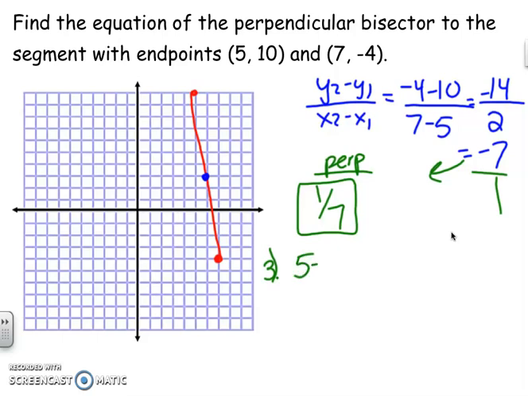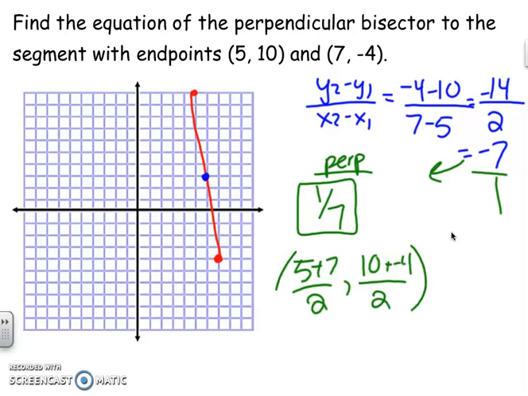I'm going to add my x's, so 5 plus 7 over 2. And then I'm going to add my y's, 10 plus a negative 4 over 2. So if I were to do that, 5 plus 7 is going to be a 12 over 2, which is a 6. And then 10 minus 4 is a 6 over 2, which is a 3. So then this is going to be my midpoint.